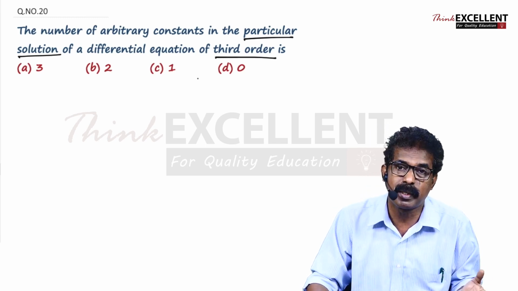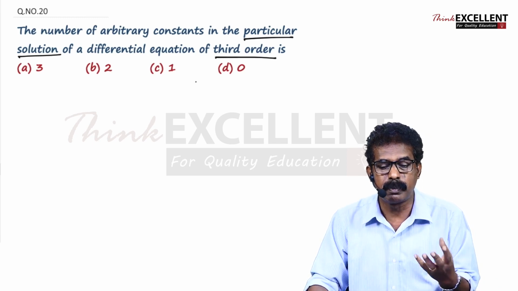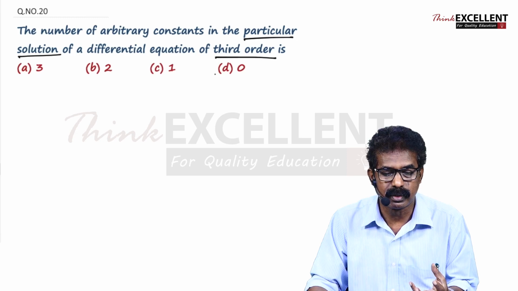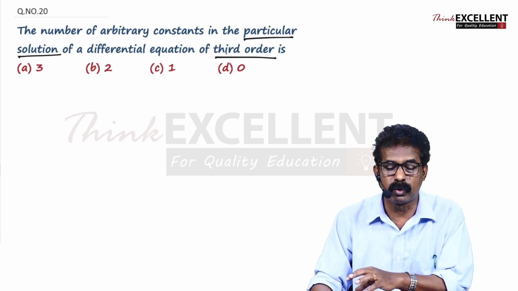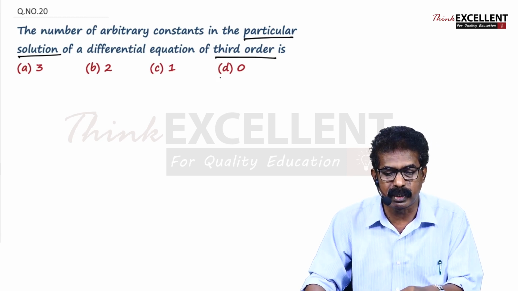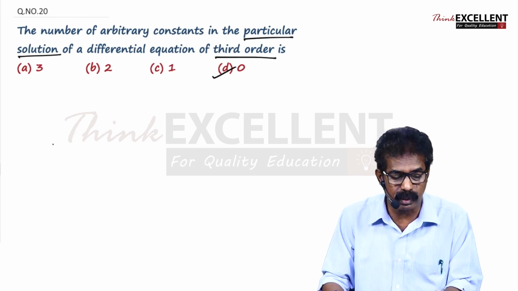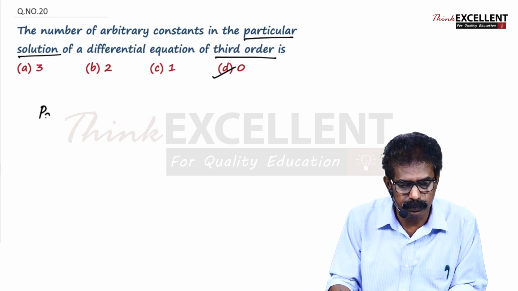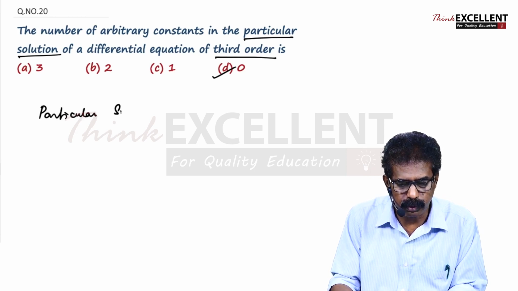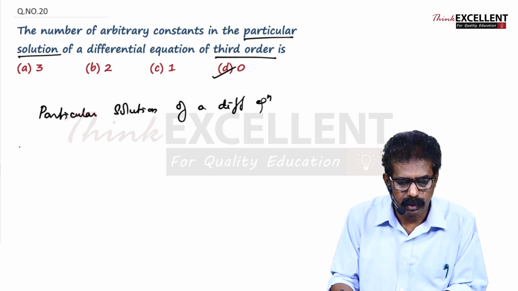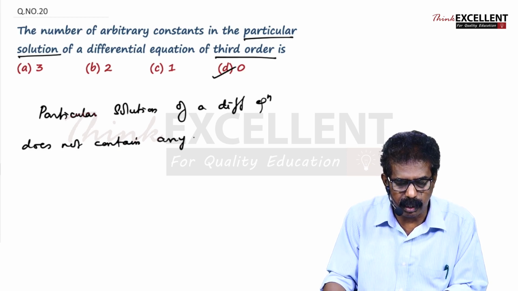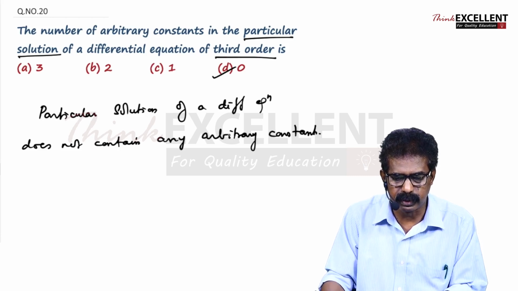Even though the differential equation is of order 3, in a particular solution there won't be any arbitrary constants. So the number of arbitrary constants will be 0 in this case, because it is a particular solution. I'll give the reason: a particular solution of a differential equation does not contain any arbitrary constants. So that's the reason the answer is 0.